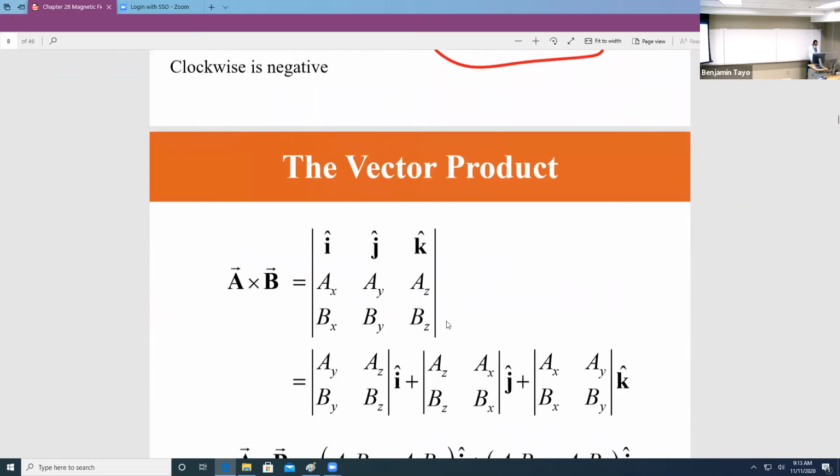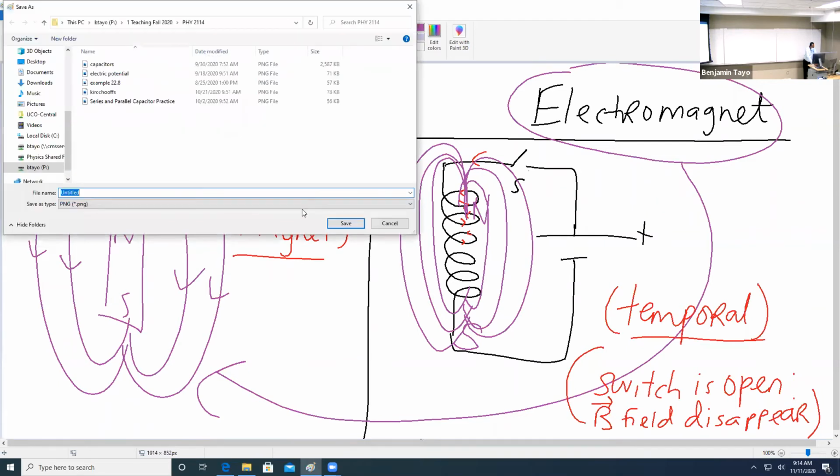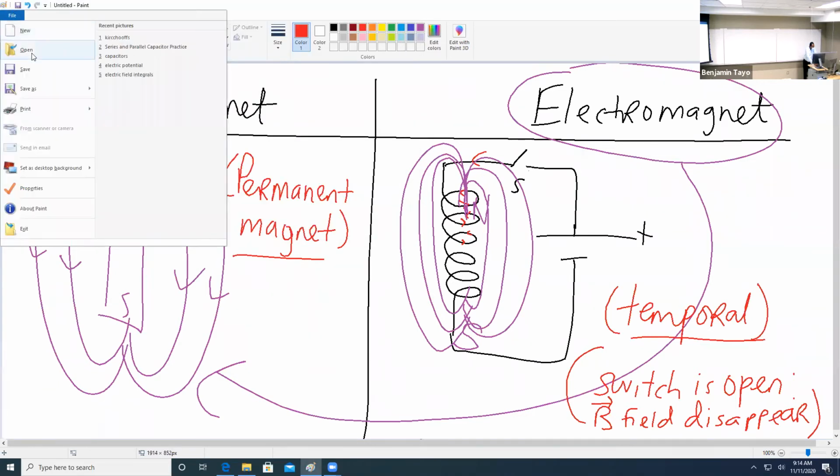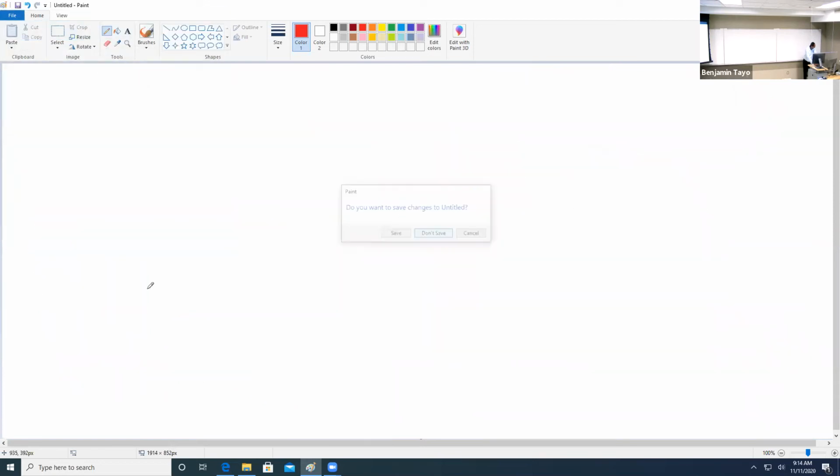Now, sometimes, if you wish, you can also use this equation here. If you want to calculate the cross product, you can use this equation. I'm pretty sure you guys have seen this in one of your math classes. So let me stop here, and let me share this other screen so I can look at one example.